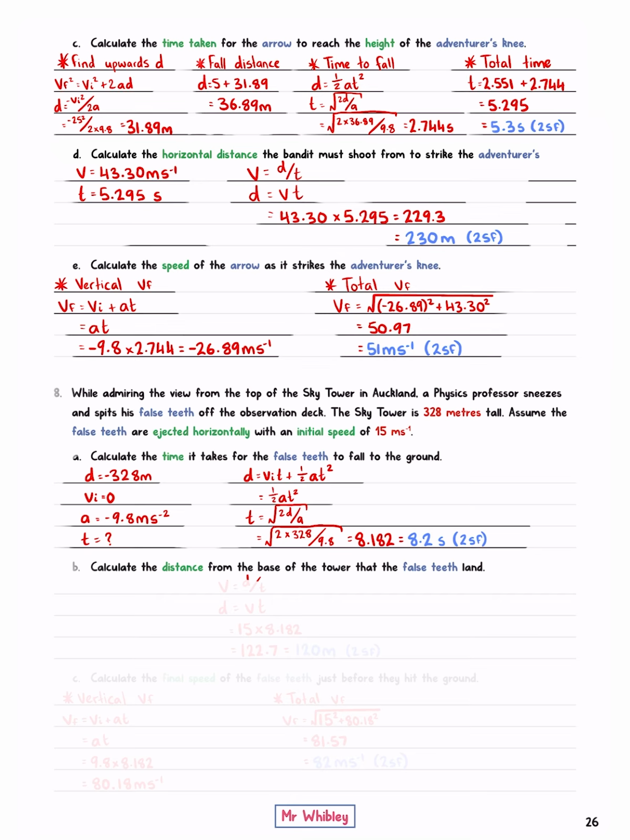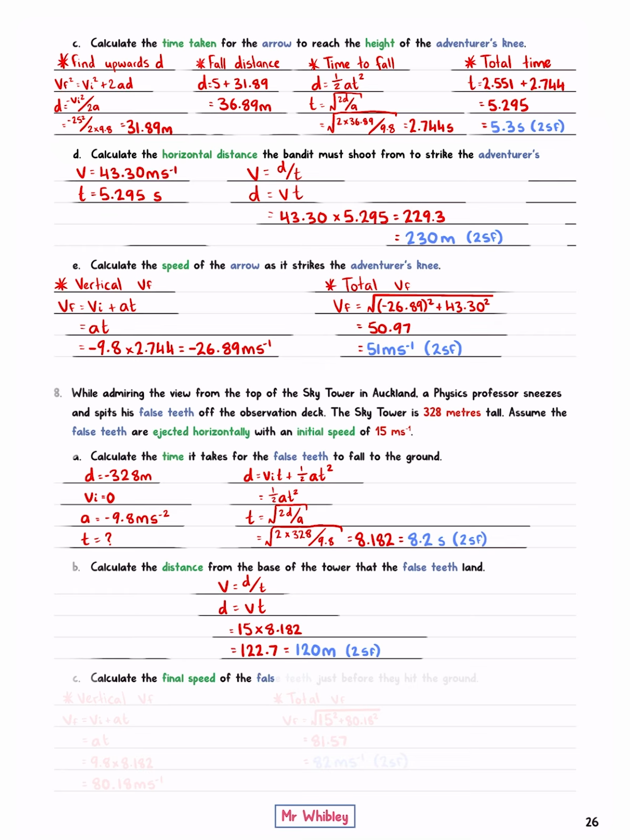We're analyzing the horizontal motion, so we can use the v equals d over t equation because there's no horizontal acceleration. Solving this for d by multiplying both sides by t, putting in the initial speed we're given in the question, and the time that we just found, gives us 122.7, or 120 meters to two significant figures.